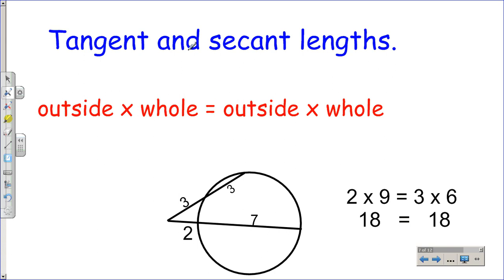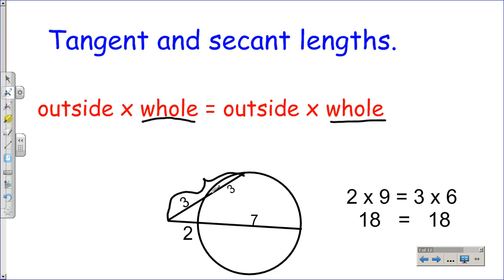What about tangent lengths, though? This is a little bit trickier. The rule is you take the outside of the line segment and you multiply it by the whole line segment. The whole part is what really confuses a lot of young people. The whole part means we got to take whatever's on the outside and combine it with whatever's on the inside.